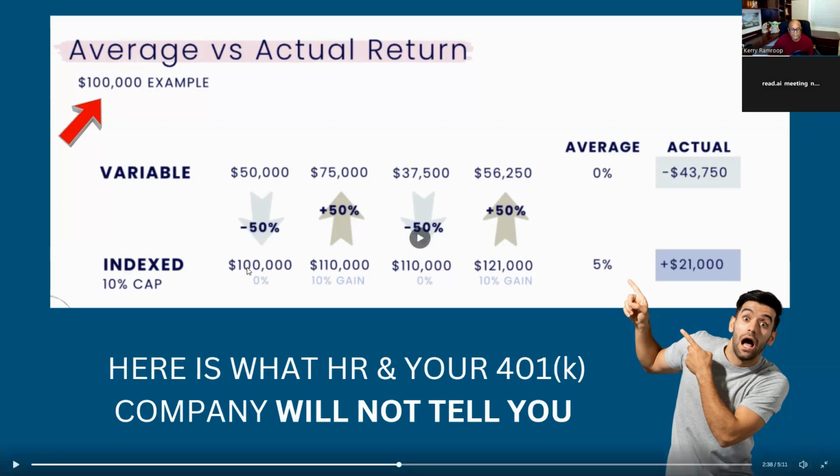So in the index strategy, if you have 100,000, it dropped by 50,000, you didn't lose anything. If it goes up by 50% with a 10% cap, you have 110. If it drops by 50%, you're still at 110. If it goes up by 50%, you end up with 121,000, a 10% gain. So you overall gain 21,000, an average rate of return of 5%. This is with a 10% cap index. And you can see some indexes perform a lot better than that in some of the FIAs, but this is like a general one. So if someone had the 401k, they end up with far less money than someone in a FIA. And the HR is not going to tell you that.